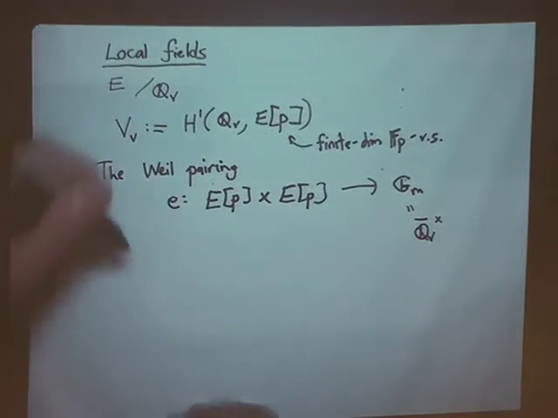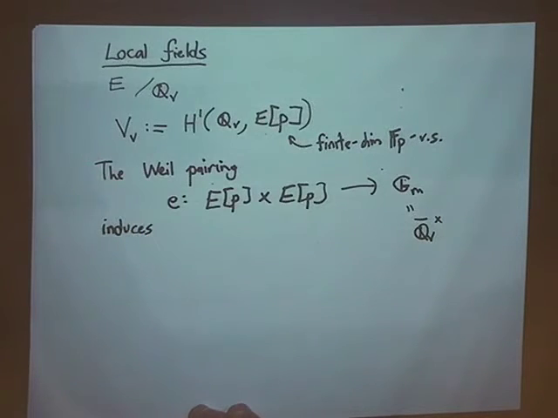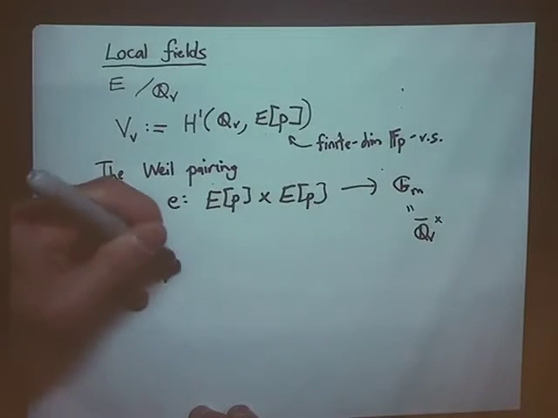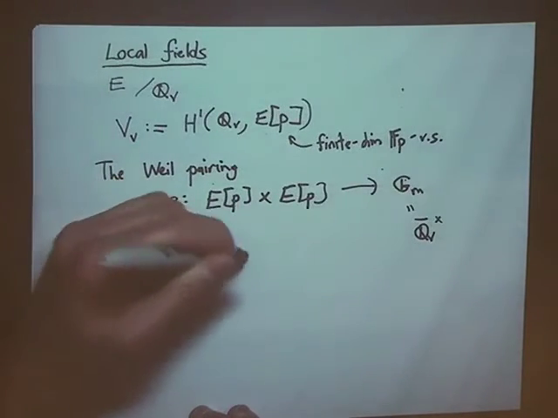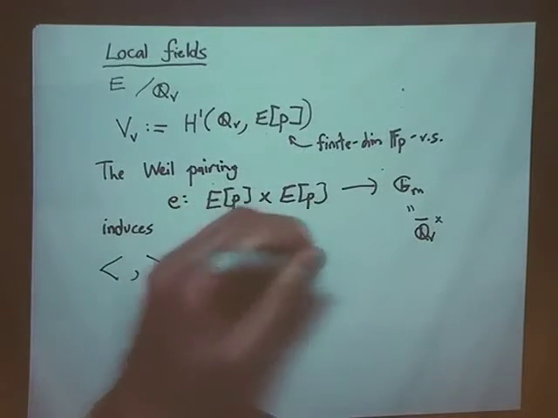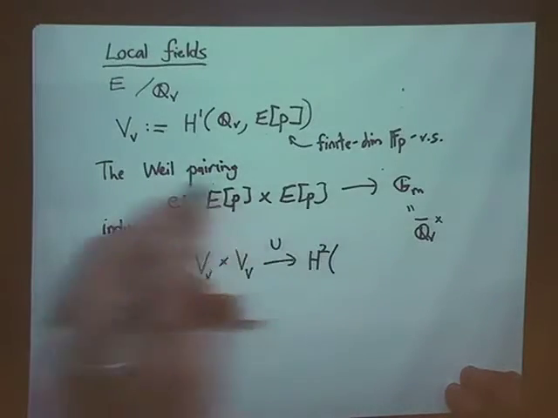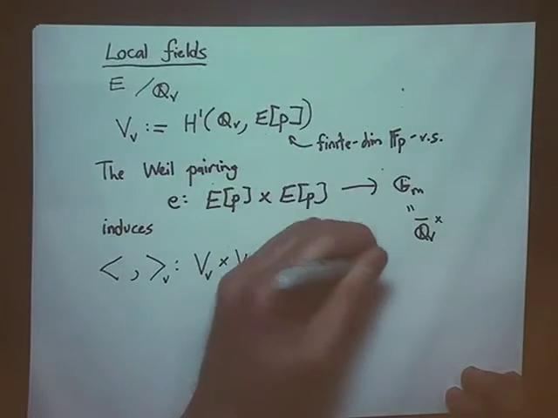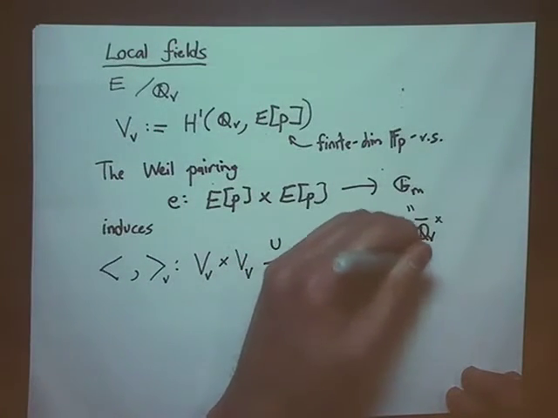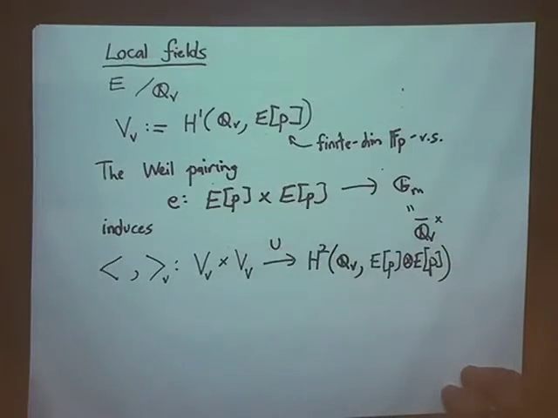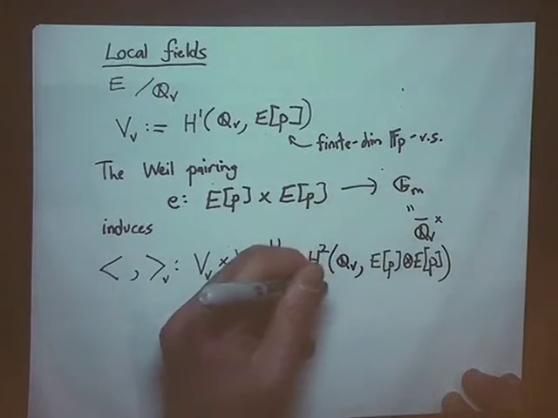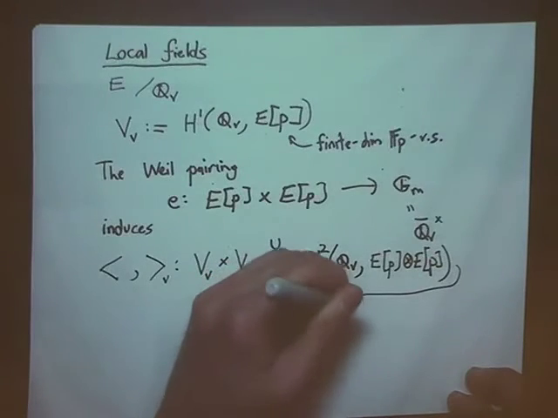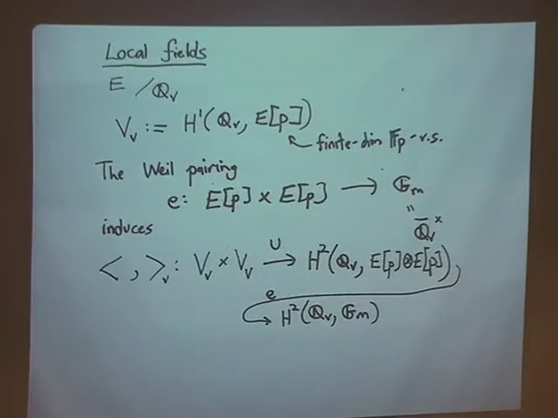Okay, and this Weil pairing induces a cup product pairing on the H1s. So you'll get a symmetric bilinear pairing on this vector space V, where you take the cup product. The cup product of this thing with itself lands in H2 of Q_v with values in E[p] tensor E[p]. And then from there, you can go onwards to H2 of Q_v, G_m via the Weil pairing.